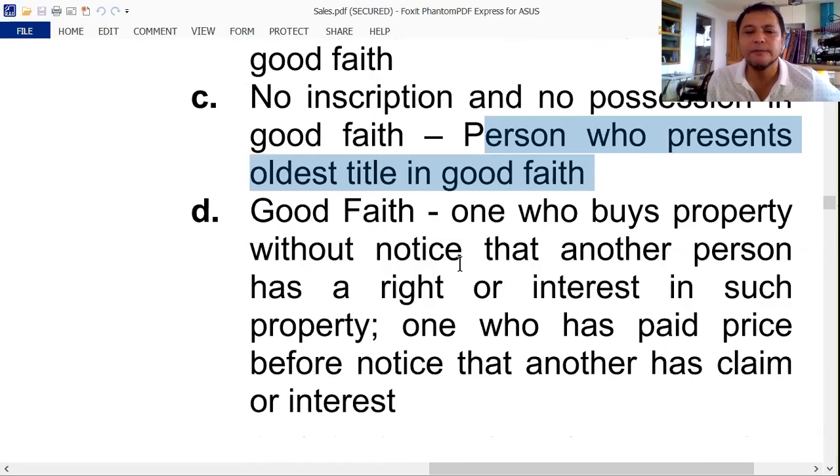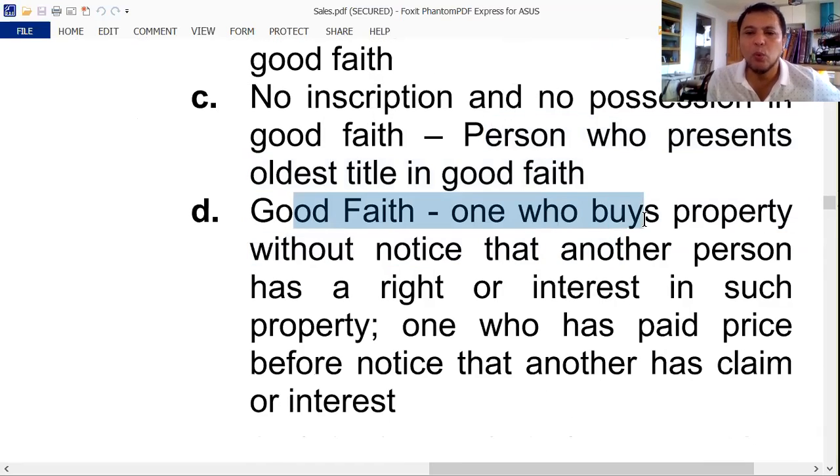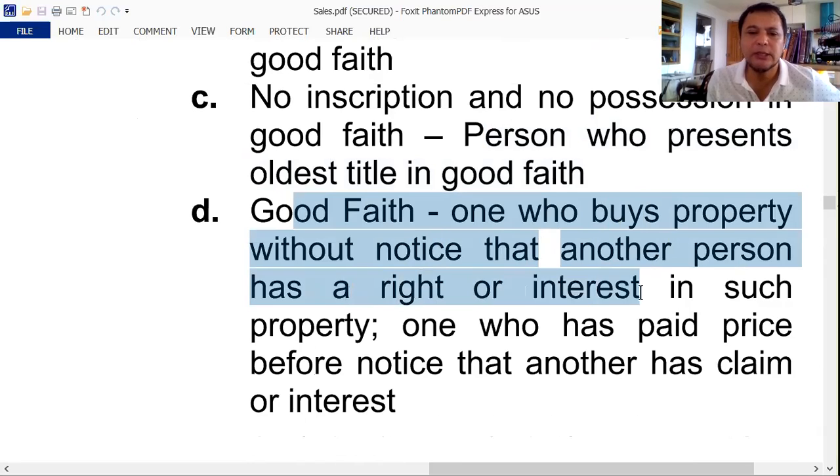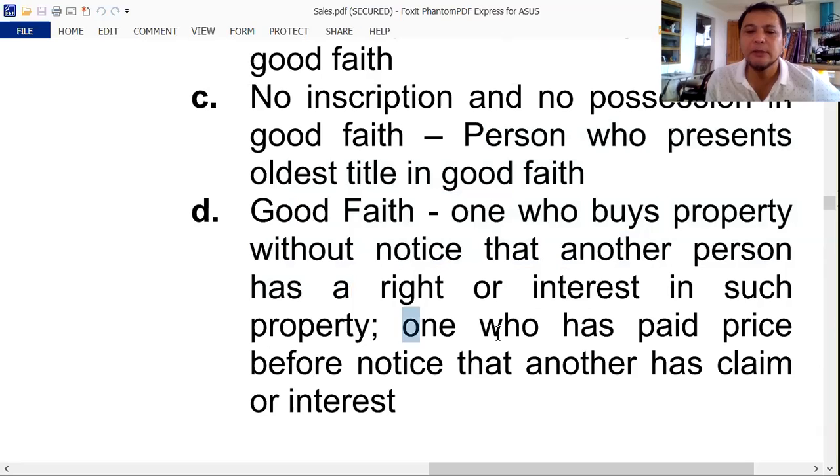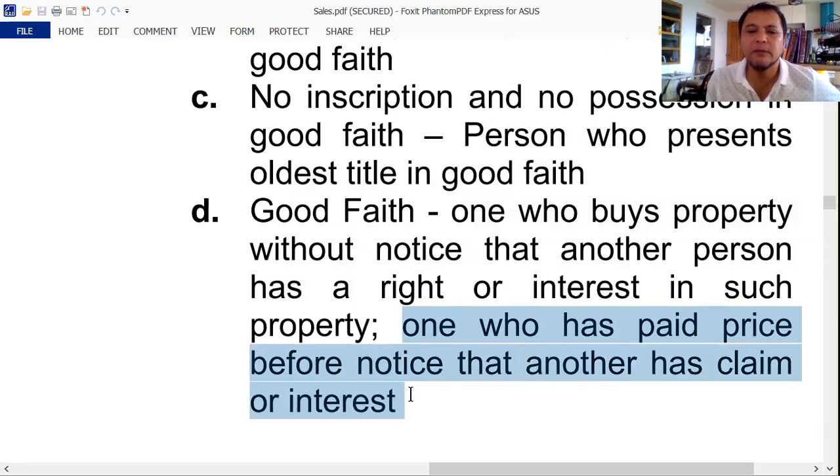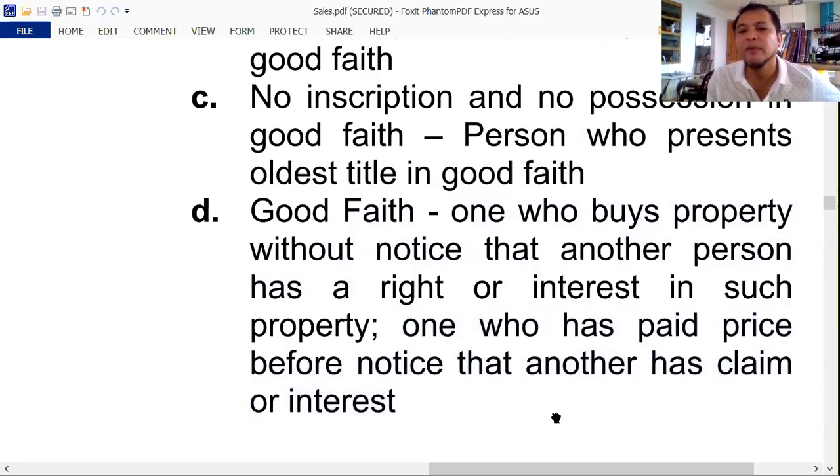So what is good faith? This is a person who buys property without notice that another person has a right or interest in such property. He has no knowledge that anybody has a right on this property. Or one who has paid the price before notice that another has a claim or interest. So he already paid the price, but he had no notice that another has a claim or an interest over the same property. So still he is in good faith.